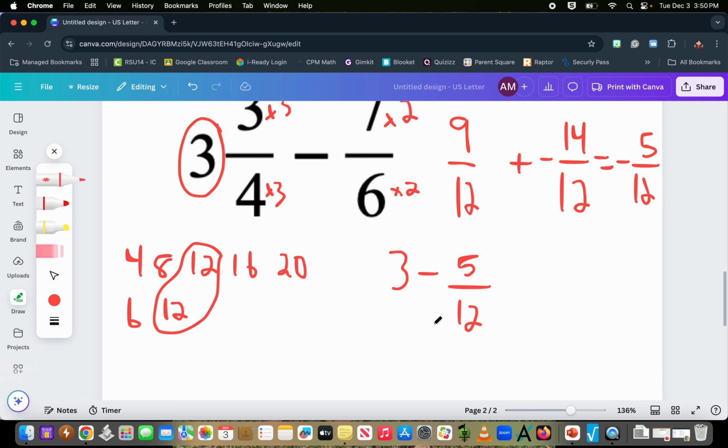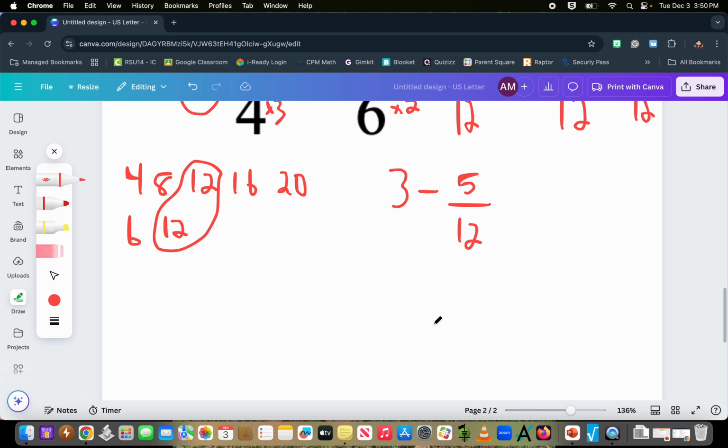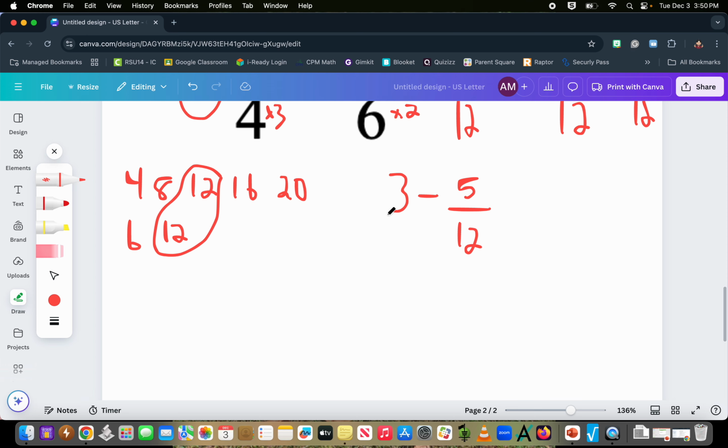And again, we think about the process we used above, okay? So the first thing I need to do is borrow 1 from here. And when I do that, it's going to become 2. I'm going to write my remaining fraction using whatever I have as the denominator. So in this case, it's going to be 12. So I'm going to rewrite it as 12 over 12. And again, I can check. So 12 over 12 is 1, and 1 plus 2 is 3.